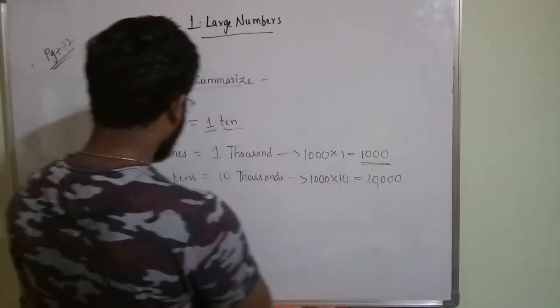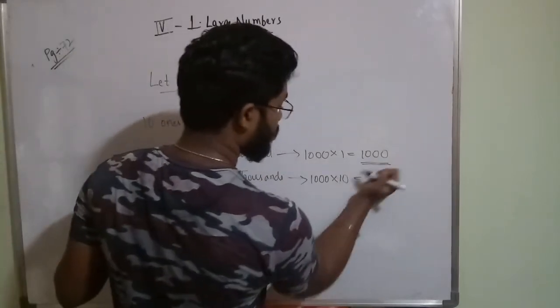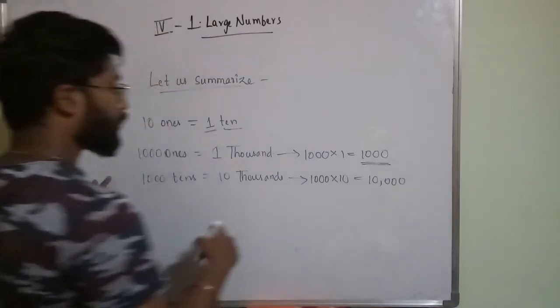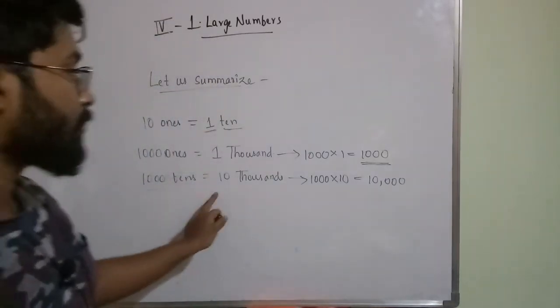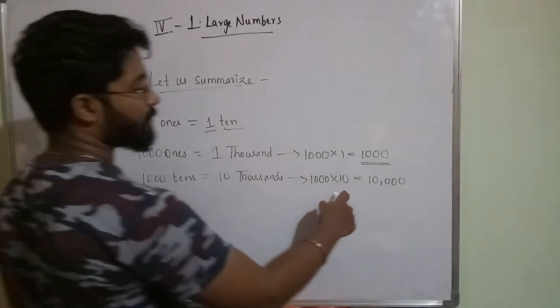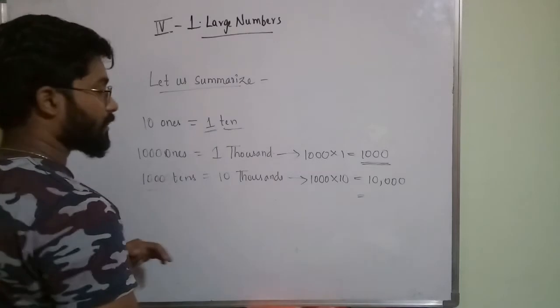1000 tens equal to 10,000. So this I can write, this is 10,000. You can also write this as 1000 tens equal to 1 10,000. Okay, so 1000 tens equal to 10,000.